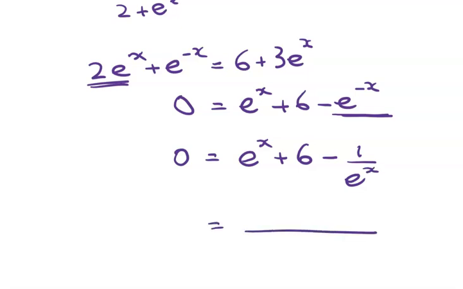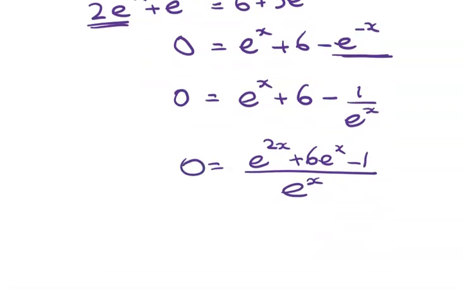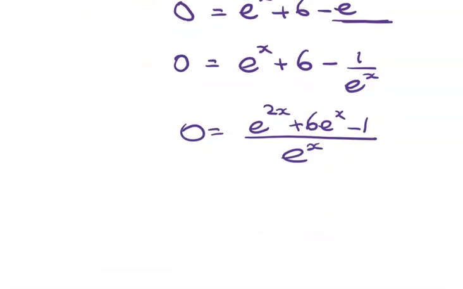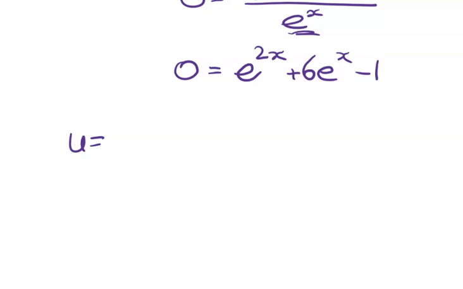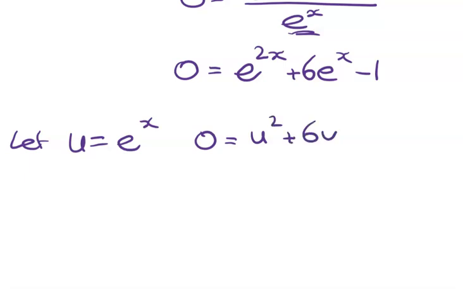So if we multiply everything through to get a common denominator, here we get e^(2x), here we get 6e^x minus 1, and that equals 0. So multiplying everything through now by e^x, we can just work with the numerator. So 0 is equal to e^(2x) plus 6e^x minus 1. If we let u equal e^x, that gives me 0 is equal to u squared plus 6u minus 1. So that's not going to factorise.